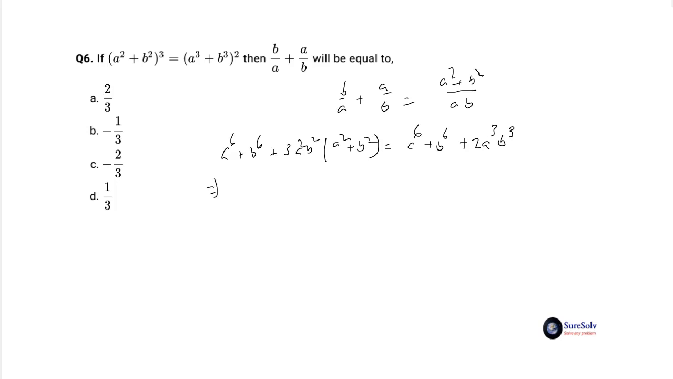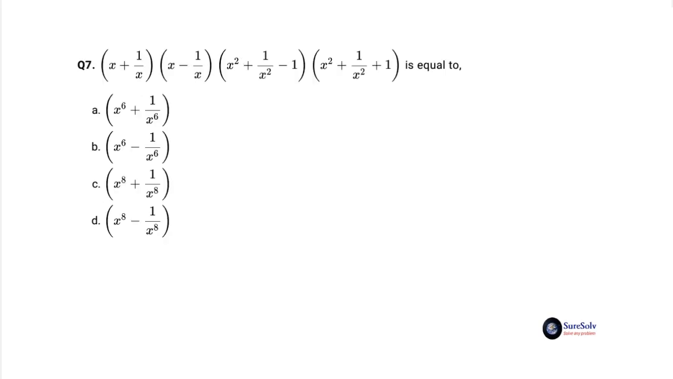Or 3 times (a square plus b square) equal to 2ab. So direct expression, (a square plus b square) divided by ab equal to 2 by 3. Answer, option A, 2 by 3. With a bit of confidence, this problem can easily be solved in mind. Let's solve the next problem.